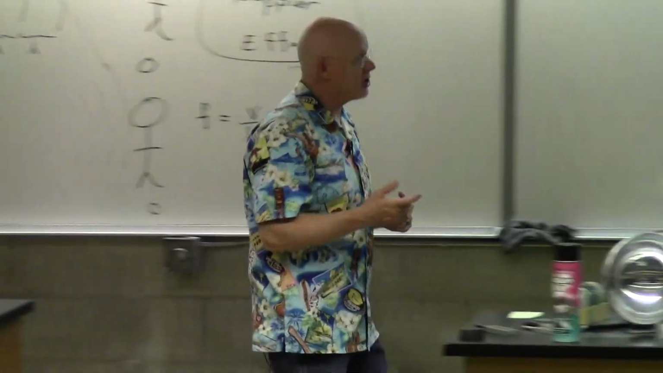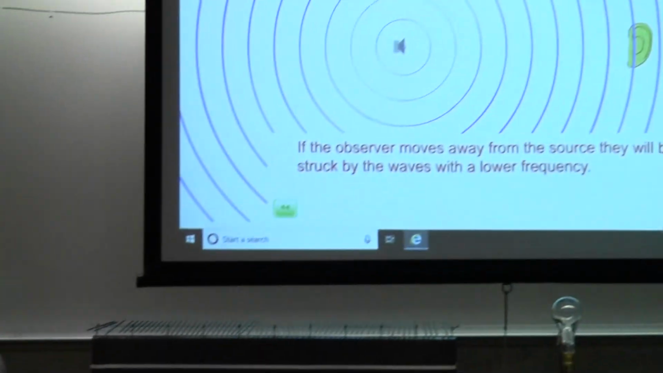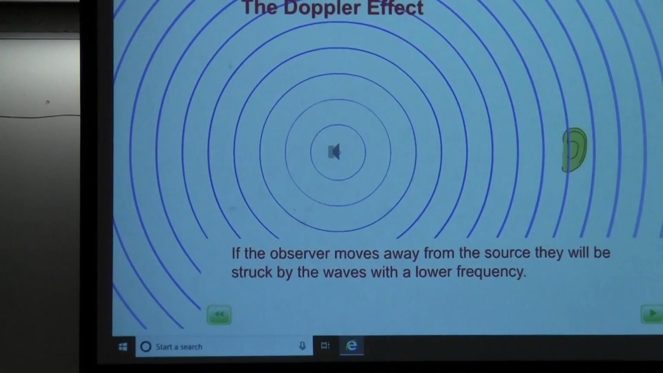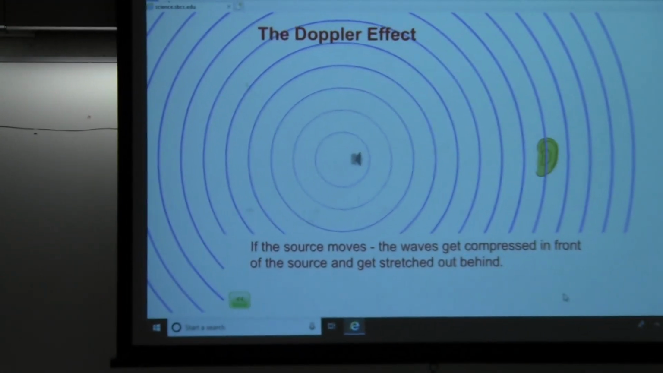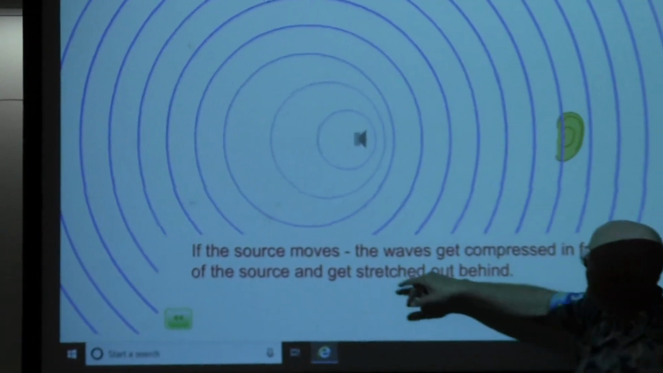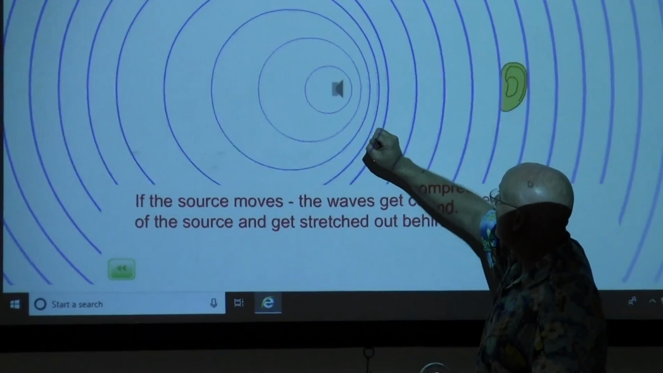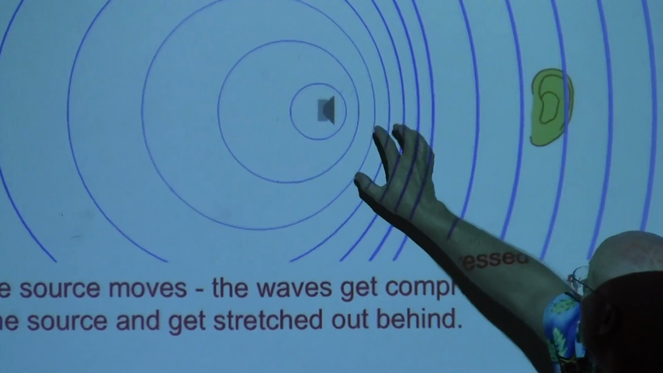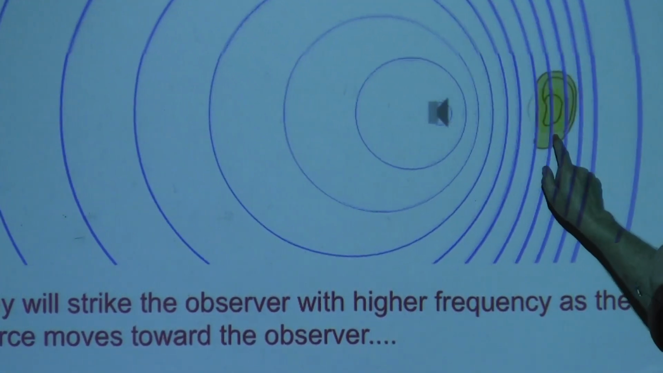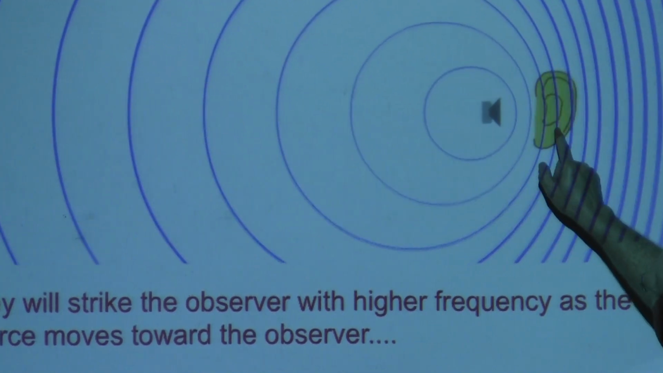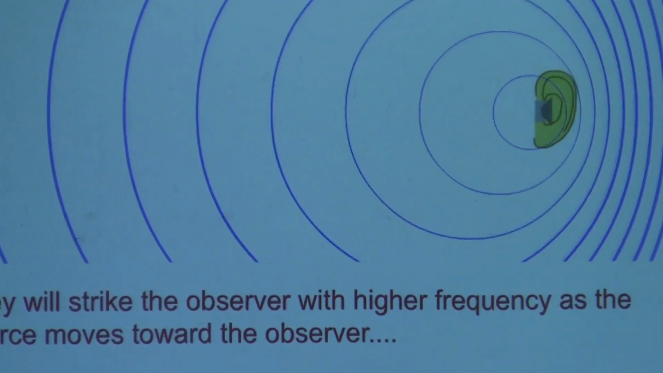Again, I think this animation does this one a lot better, so let me come back over to this animation and show you that what would happen here is if the source was moving, and so now I think you see it, the source is getting behind the wave, and it's crunching them together. And so right here, when they finally get to the ear, watch what happens. Boom, boom, boom, at a faster rate. And so as the source is moving towards the ear, higher frequency.